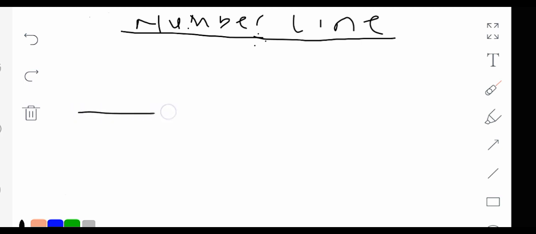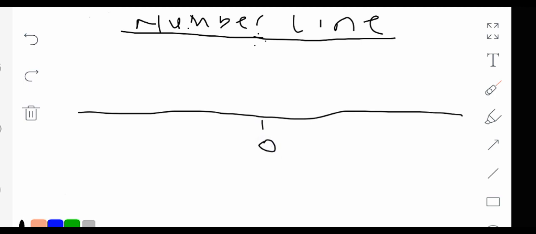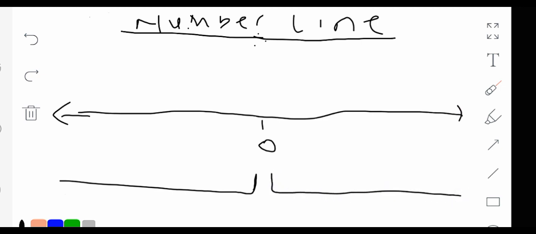Draw a straight line. Then you find the middle by putting 0. So 0 will be at the middle. The left hand side will be for negative. The right hand side will be for positive.